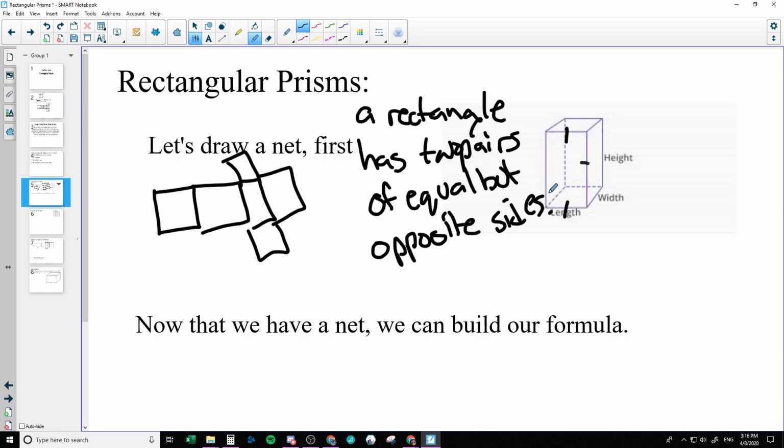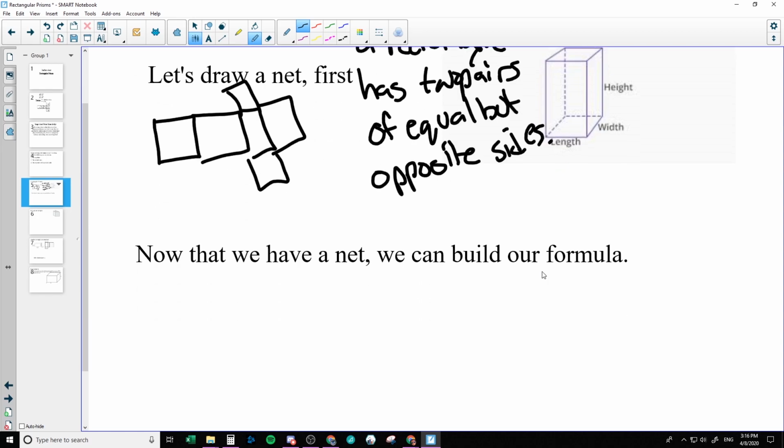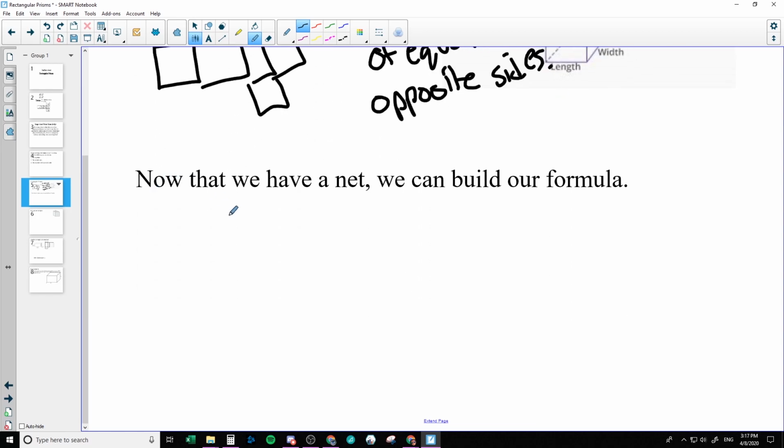And when we're talking about a rectangular prism, that's true here. Our front side is opposite to the back side and their area is equal, okay? Our left side and our right side have an equal area, and they are opposite of one another. Our top side and our bottom side, same thing. They are opposite to one another and they have an equal area. So that means that we can use that information to build a formula.